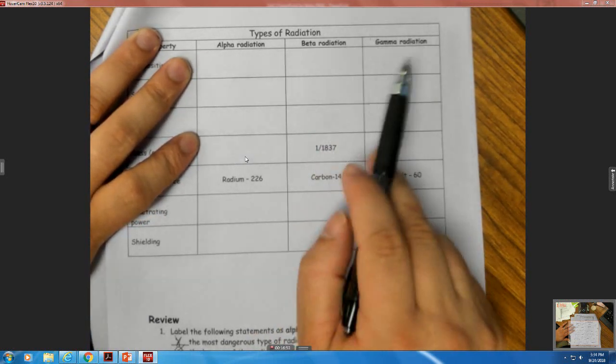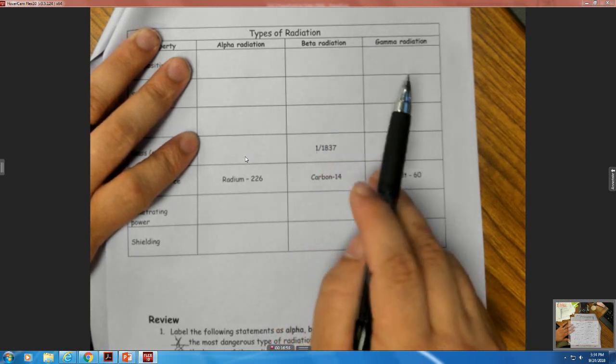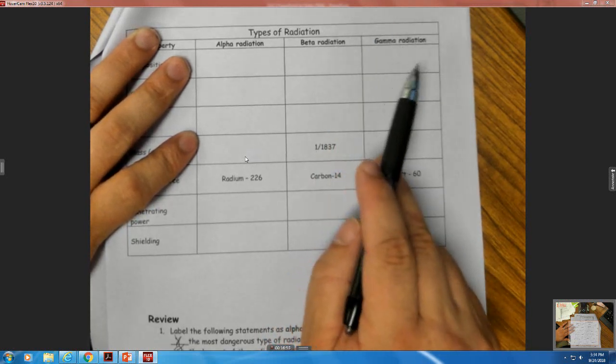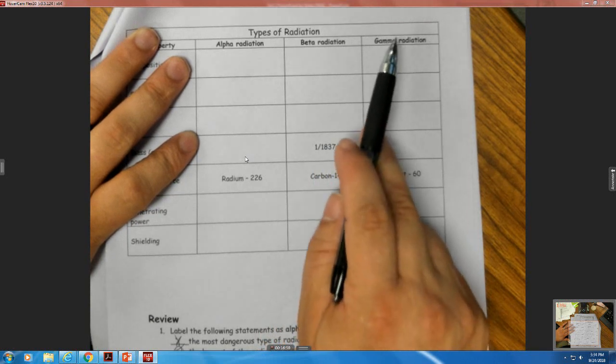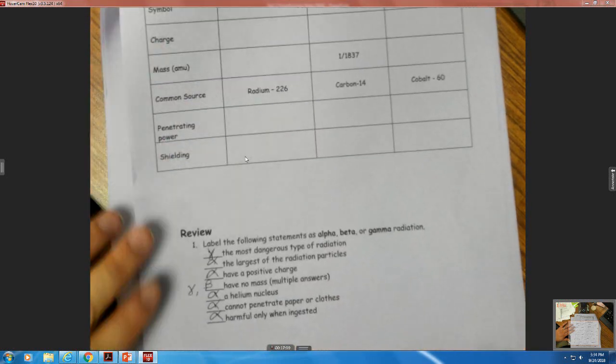It can be in the next room, or it can be in the next county, or it can be on a star that's millions of light years away, right? It can still do damage to you if you're exposed to it.